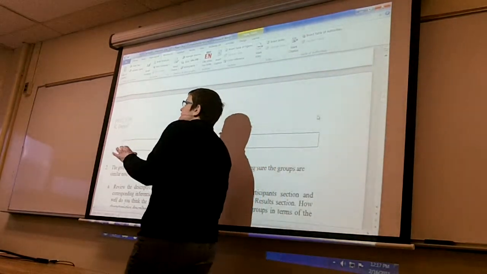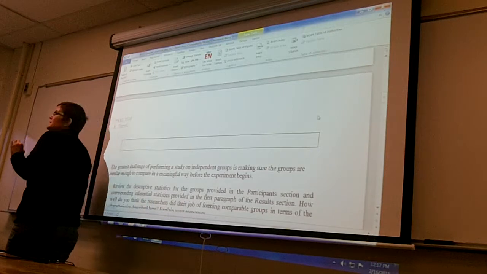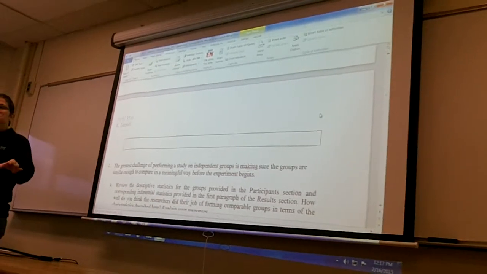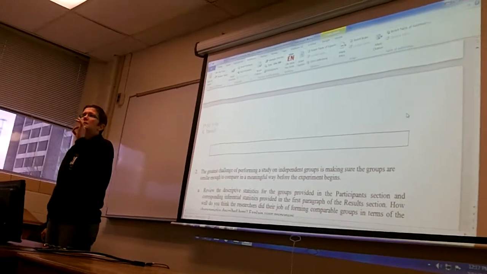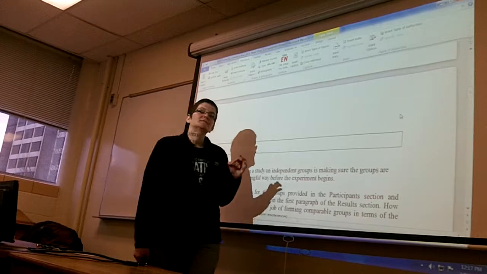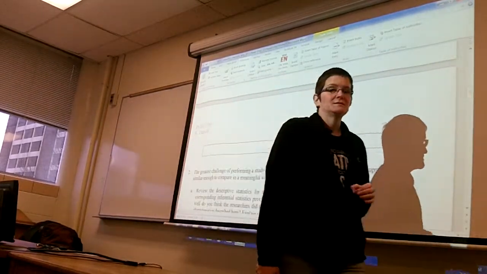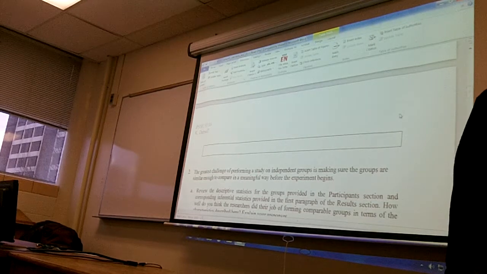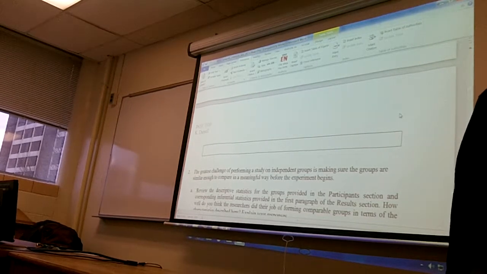So the issue with something being manipulated is you have to be able to randomly assign the subjects to the conditions, or you have to be able to randomize the order in which they experience the conditions. And that's not possible here. At least they didn't do it, right? They didn't do it as a within-subjects design, because nobody took the class more than once.